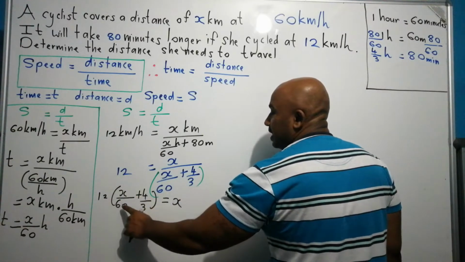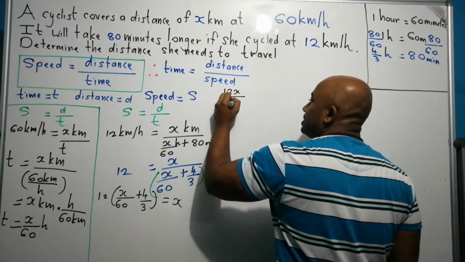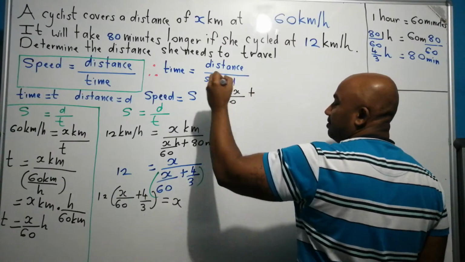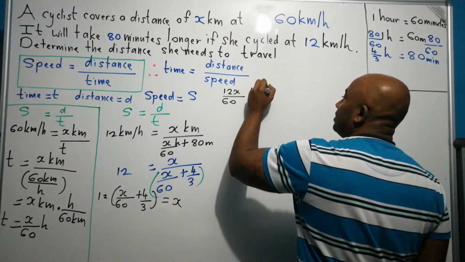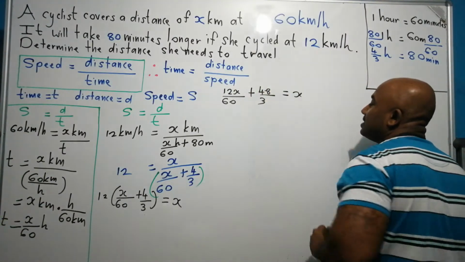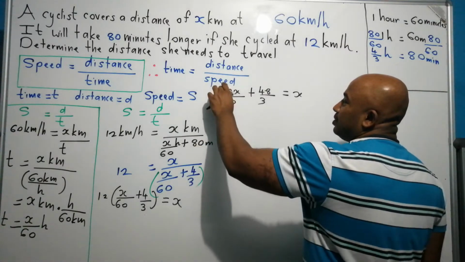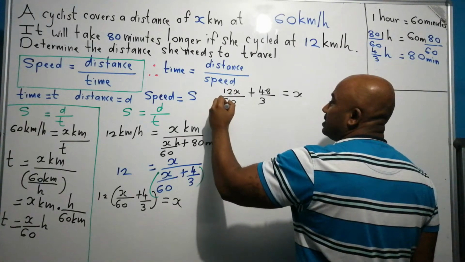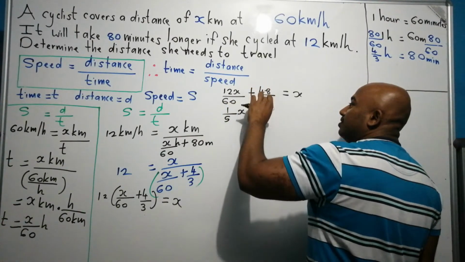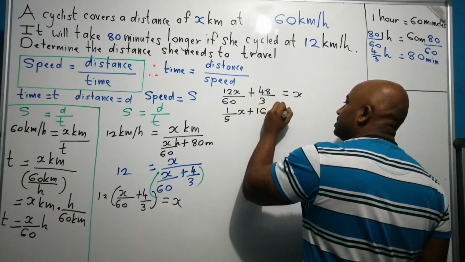I got 12 times x over 60, which is going to give me 12x over 60, and then I got 12 times 4 over 3. 12 times 4 is 48 over 3, is equal to x. I can simplify this further. So 12 over 60 is the same as 1 over 5x, and 48 over 3 is the same as 16, is equal to x.